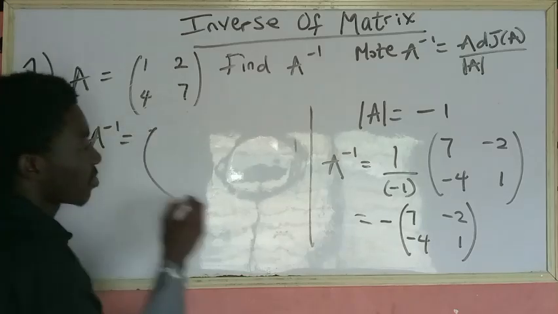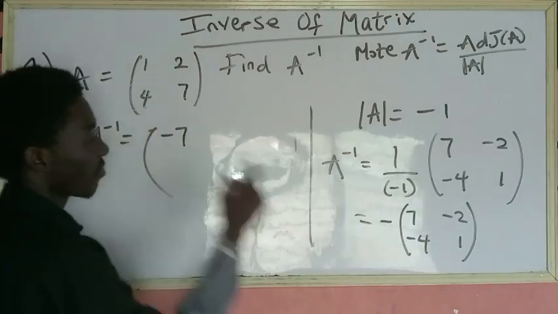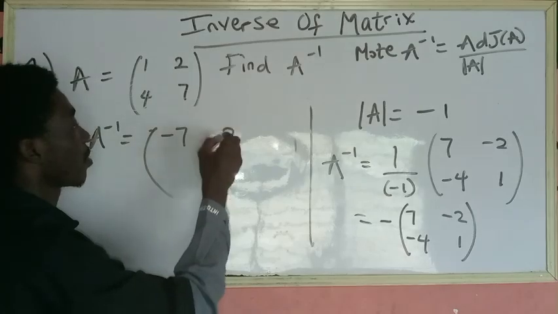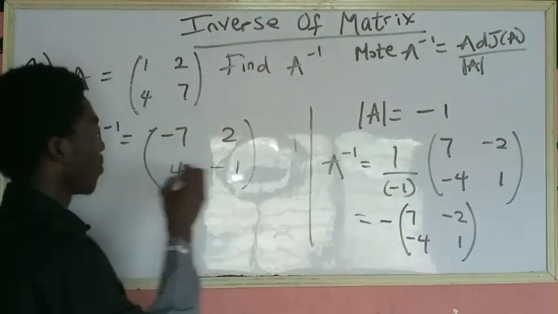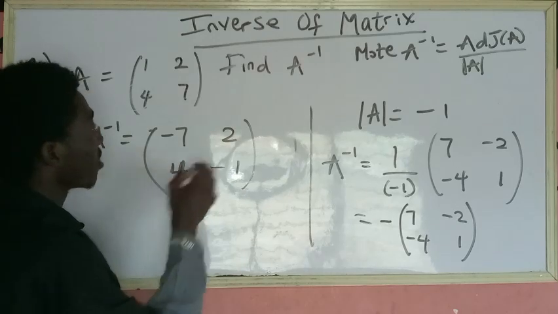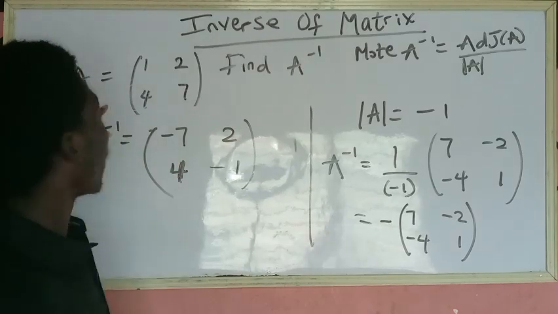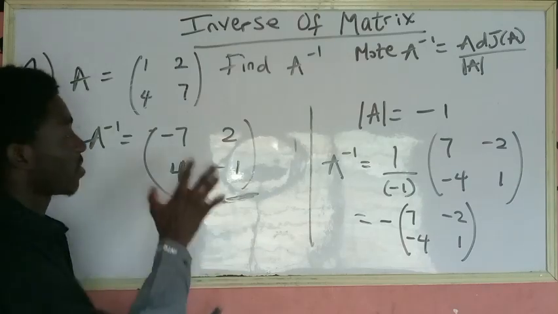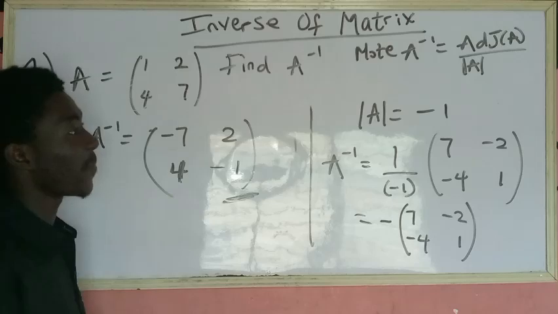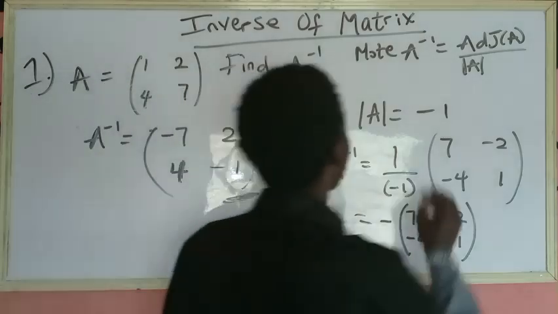So my final answer is what? Minus 7. Minus 2 is a plus 2. This and this is a plus 4. And this is a minus 1. So this will be the A inverse of matrix A. This is my answer. This inverse is minus 7, 2, 4, and minus 1. Good.